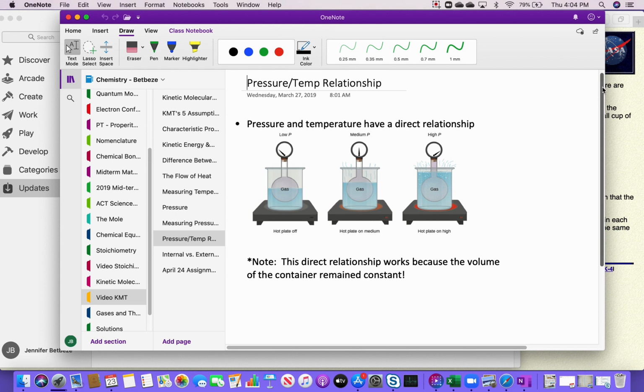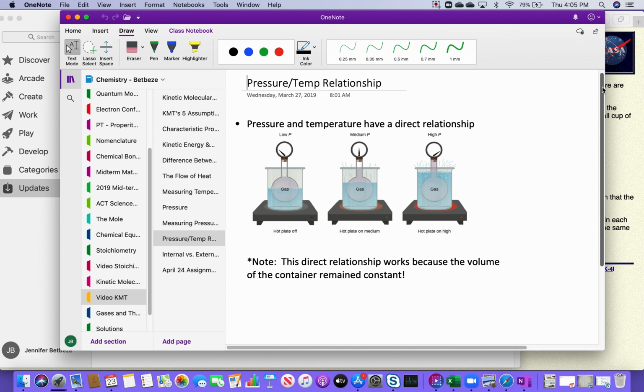So pressure and temperature have a direct relationship. As your temperature increases, the pressure will increase as well. If your temperature decreases, your pressure will decrease as well.